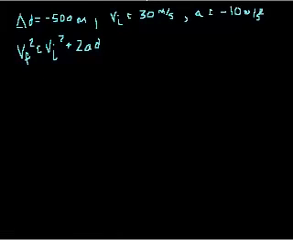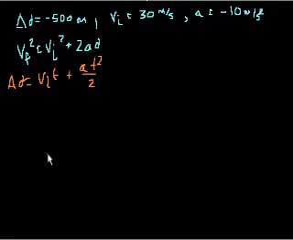We derived, and I'll write in a different color, we derived that the change in distance is equal to the initial velocity times time plus acceleration times time squared over 2. That's initial velocity. So the change in distance is minus 500. Minus 500 is equal to the initial velocity. Well, that's positive, going upwards, 30 meters per second.